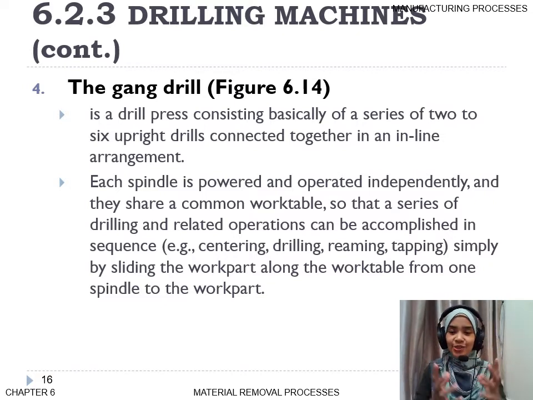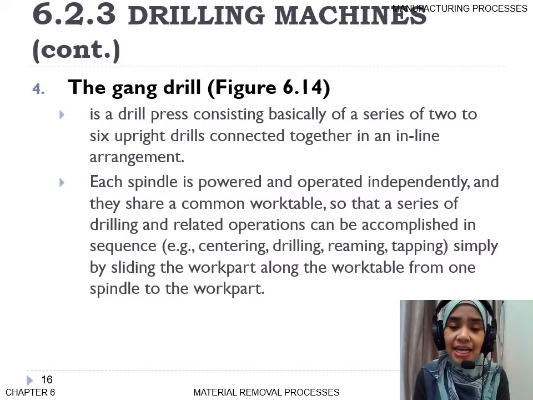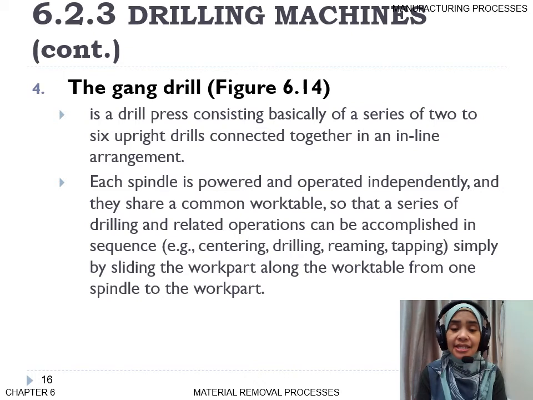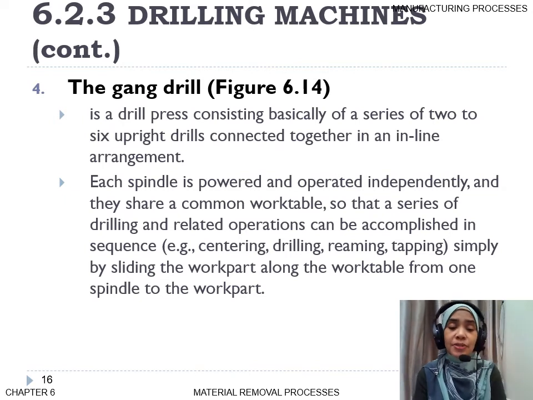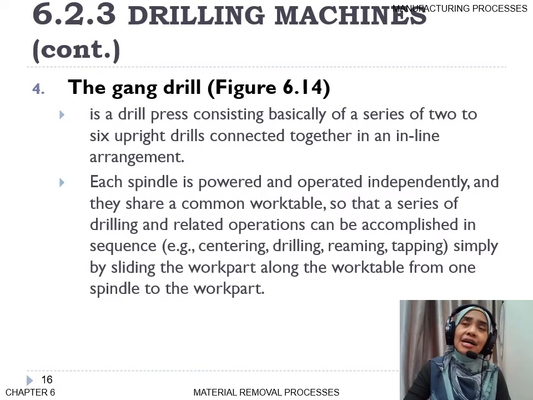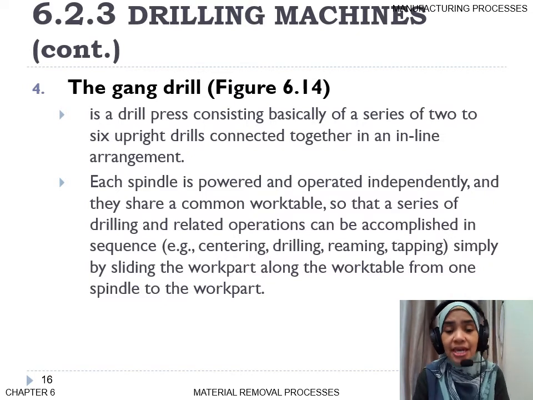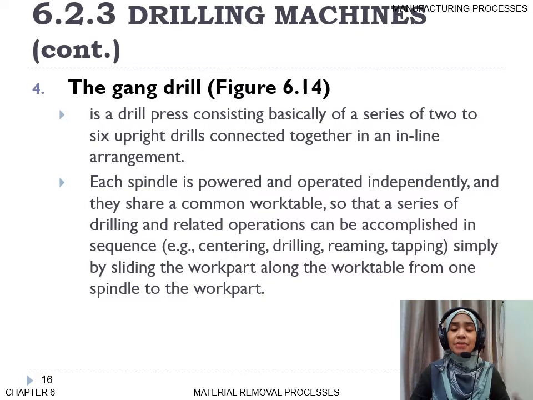Gang means a group. A drill press consists basically of a series of 2 to 6 upright drills connected together in a line, installed together in one row. Each spindle is powered and operated independently; although there are 2 to 6, each one moves by itself, inline, operating independently. They share a common work table so that a series of drilling and related operations can be accomplished in sequence, for example centering, drilling, reaming, tapping.